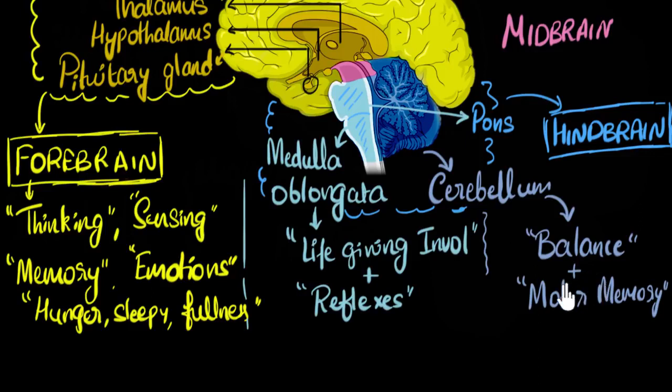Another example could be when you're typing on a keyboard. If you have enough practice, you don't have to look down anymore. You don't have to worry about which keys are where. It just automatically happens. Motor memory. So all those things are controlled by the cerebellum.